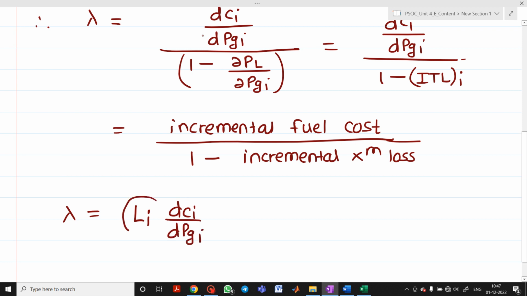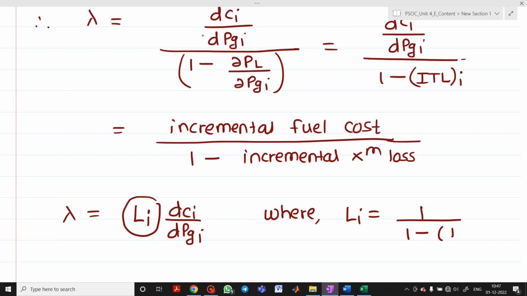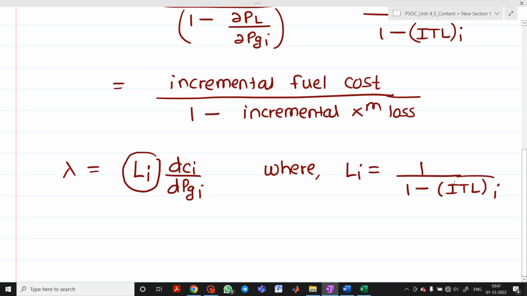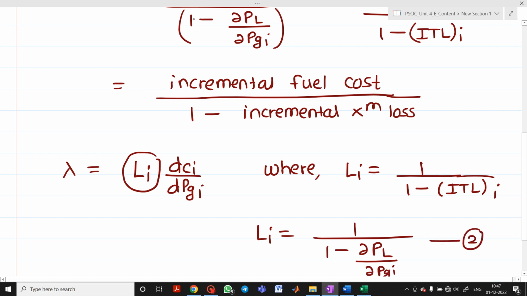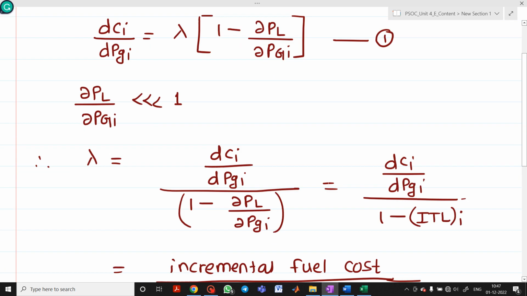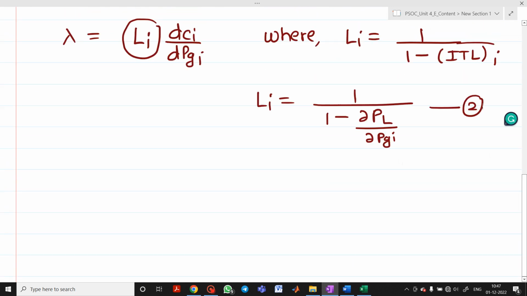Now you will ask me, sir, what is this Li you have taken here? Where this Li is equal to 1 upon 1 minus ITL of i, the incremental transmission losses. Or in other words, Li is equal to 1 upon 1 minus ∂PL upon ∂PGI. So mark this as equation number 2. We had taken the earlier one as equation number 1, so mark this as equation number 2.